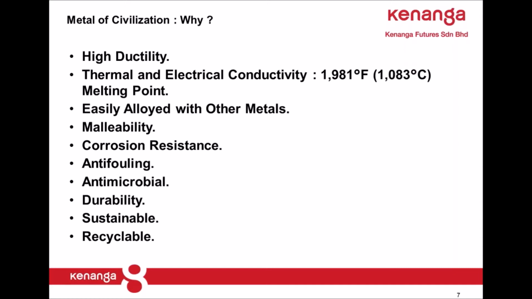Okay, and then another main reason is that it is easily alloyed, or mixed with other metals, to produce a very good alloy. So later I will show you about this. And then in terms of malleability, basically what malleability means is that you can actually hammer a piece of copper into a very thin form. So this makes it very ideal for fabrication into something like jewelry, in different shapes and sizes.